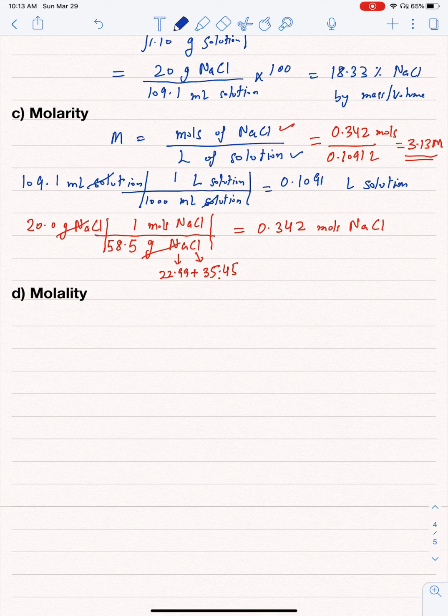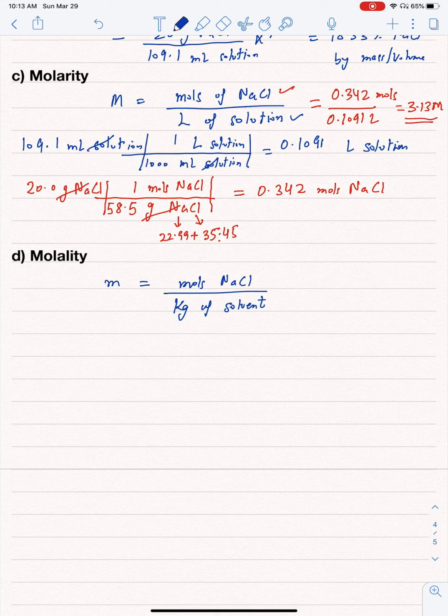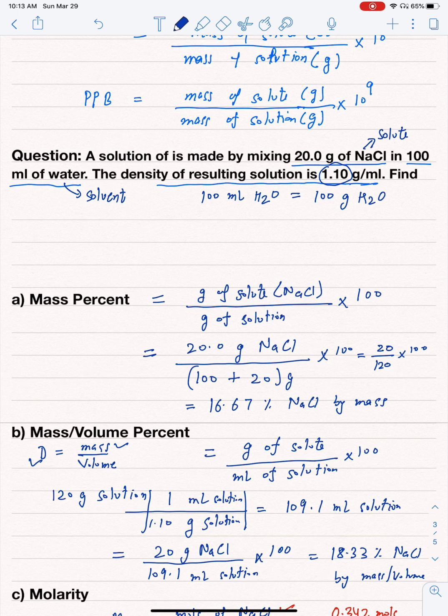So the molality, which is going to be the lowercase m, is actually going to be the moles of NaCl divided by the kilograms of solvent. We already know the moles of NaCl. We actually calculated the moles of NaCl when we were trying to find the molarity. The kilograms of solvent: what solvent did we use? If you go back into the question, we used 100 milliliters of water, and that was our solvent.